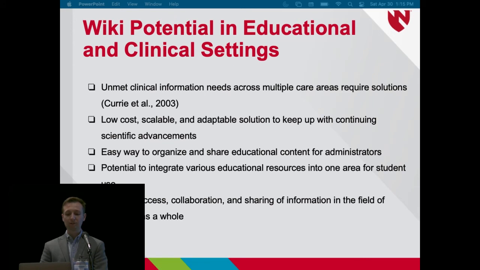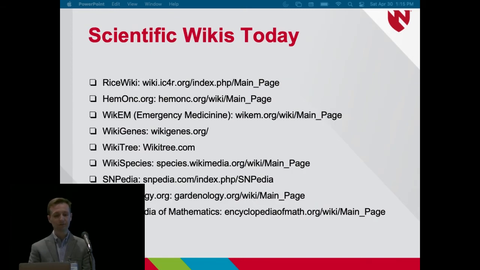And then of course, it's always great to increase access, collaboration, and sharing of information in the field of perfusion as a whole. And that's what we want with wikis. Just a few examples of current wikis today. There's a wiki for the genetics of rice, which is very specific, but kind of interesting if you go to it. One for hematology and oncology drugs, emergency medicine, and more. You can go to those websites today, learn more about those different types of fields. I think it'd be great if we had one for perfusion that people could come across and learn more.